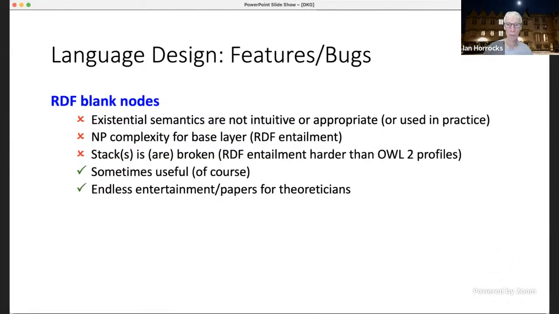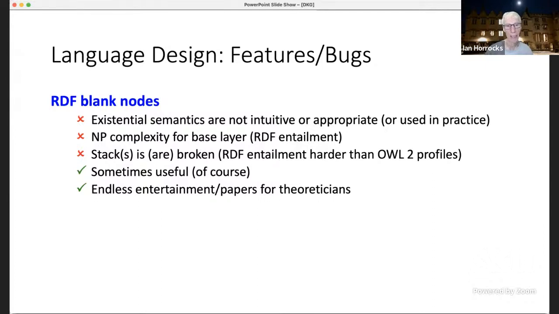Okay, so I promised to say something about the whole OWL language design process. So I've got a personal and rather maybe idiosyncratic review of the OWL language design and what I think we did right and what I think we did wrong. This isn't meant to be comprehensive. I just picked out a few features that I think are kind of interesting.